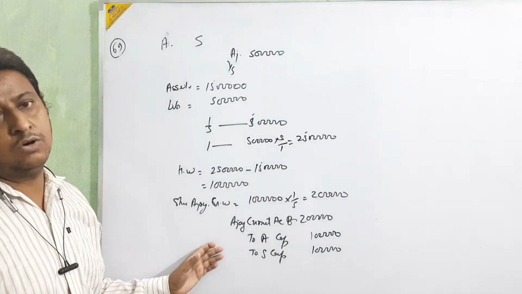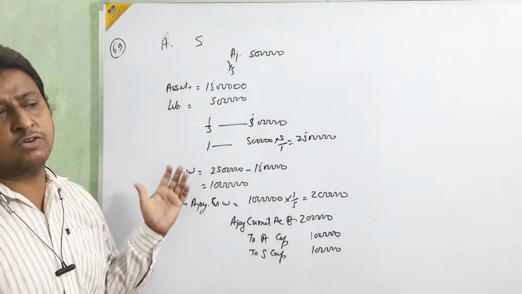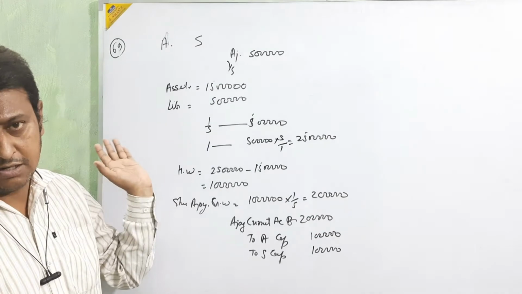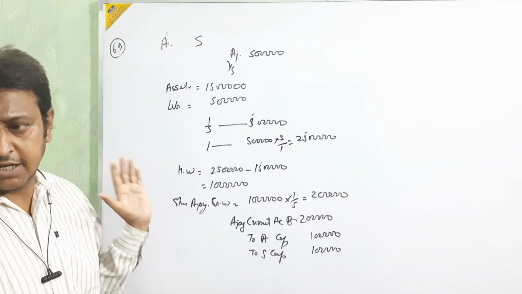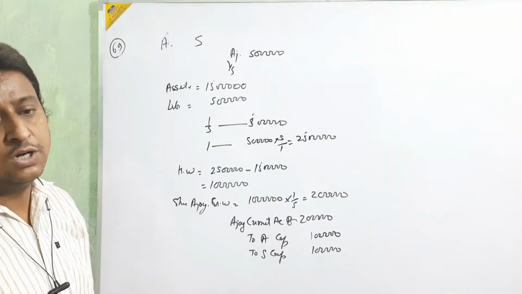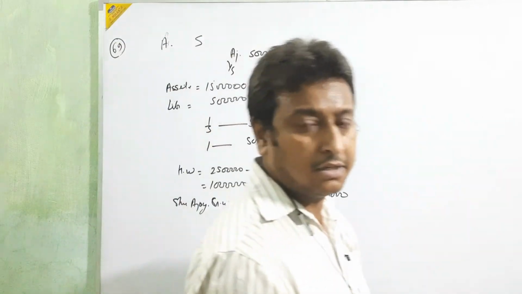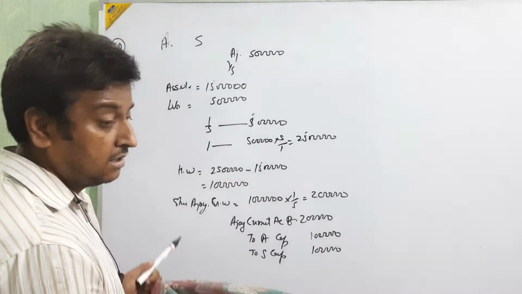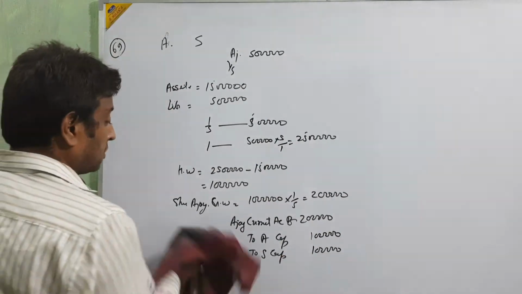Okay, if any information is not given, then we are going to distribute equally. It means old ratio is what? Equal. Okay, beta? Old ratio is equal. On the basis of that, we are going to distribute this goodwill.